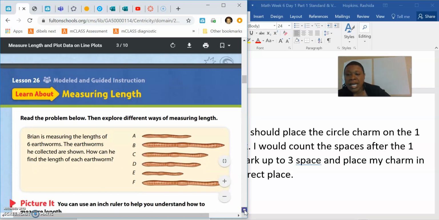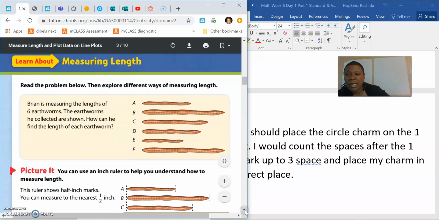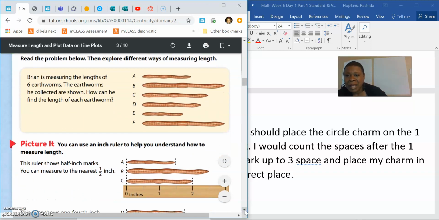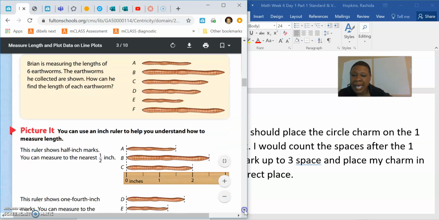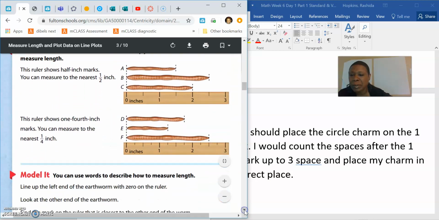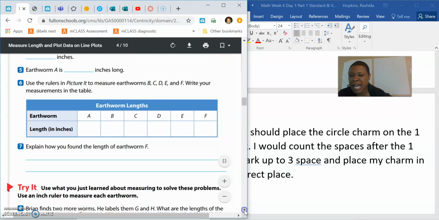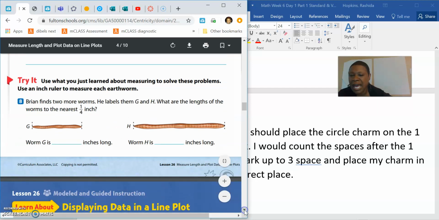Okay. Now, I'm going to come back and have a part 2 for this measuring length, because we're about to run out of time. So when we come back, I'm going to place your exit ticket at the end of this, and we should be able to use rulers to measure all of these earthworms and label them. And we're also going to plot some things at the bottom as well in a chart. Okay? And then after we do this page, you'll be left to do the guided practice on your own. I'll be back.